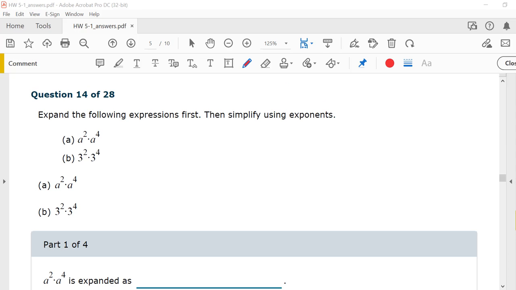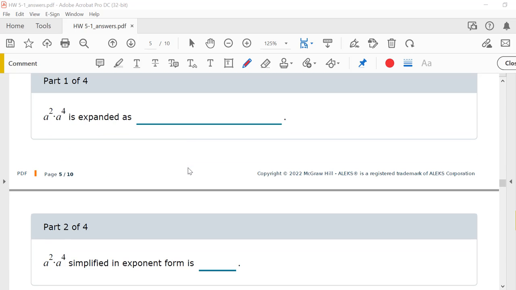Number 14, expand the following expressions first, then simplify using exponents. So the first part is a squared times a to the fourth. Expanded, there's a squared times a to the fourth. Expanded is that way. In simplified exponential form, that's a to the sixth power.